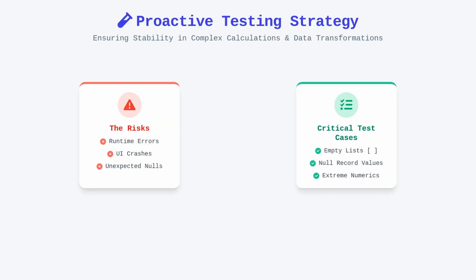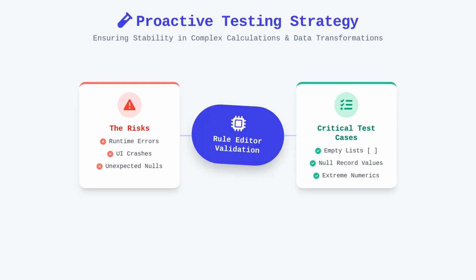Testing should never be an afterthought, especially when your rules are responsible for complex calculations or data transformations. Consider the scenario where you are processing an array of records to calculate a total price. You must explicitly test for empty lists, null record values, and extreme numerical inputs to see how the expression evaluates them. If an expression encounters an unexpected null value, it might return a null result or, worse, throw a runtime error that halts the user interface.